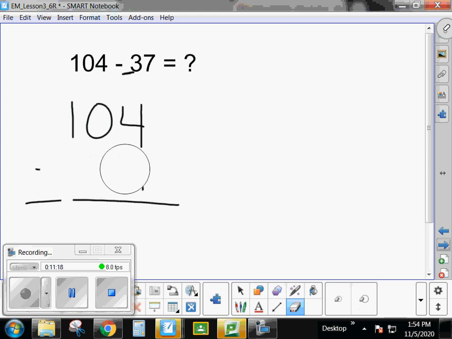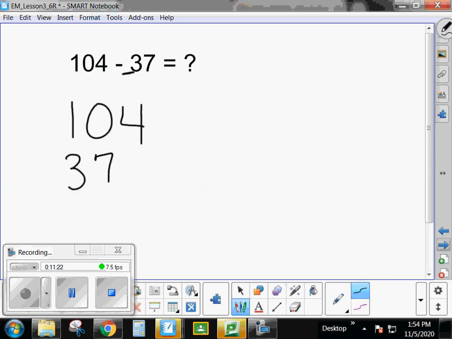But you have to make sure, boys and girls, so many times I see this all the time. And you can't do that. If you put the 3 right here, you're saying that's 300. Those place values have to be lined up. So 37, just like that. All right, go ahead and write this number in expanded form.